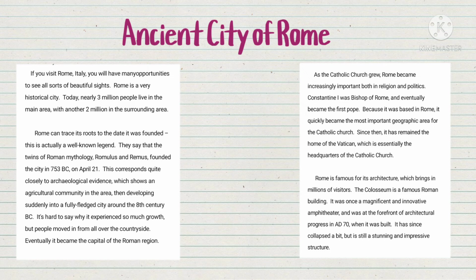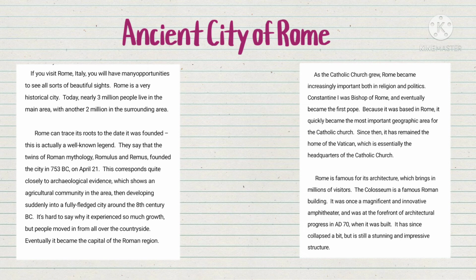Rome is famous for its architecture, which brings in millions of visitors. The Colosseum is a famous Roman building. It was once a magnificent and innovative amphitheater, and was at the forefront of architectural progress in AD 70 when it was built. It has since collapsed a bit, but is still a stunning and impressive structure.